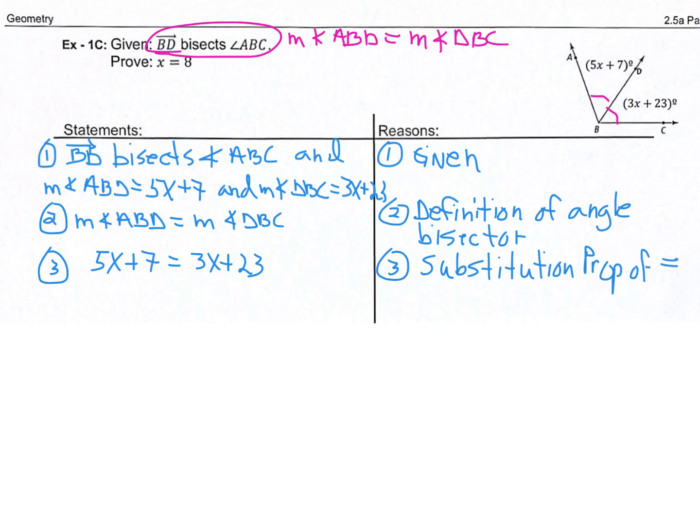Okay. And then from here on out, it's just your math. So you want to focus on your variables first. So we're going to subtract 3x from both sides first. So I would end up with 2x plus 7 is equal to 23. And we subtracted 3x, so that's the subtraction property of equality.